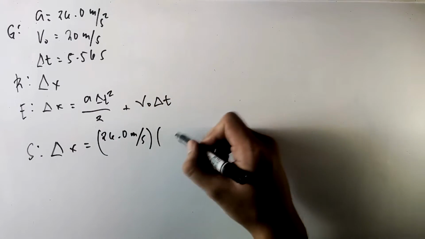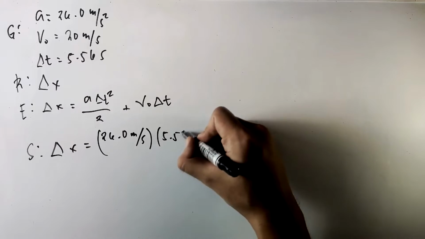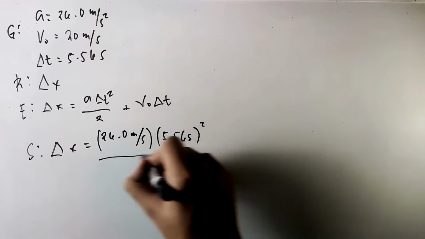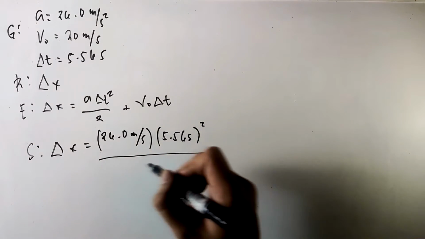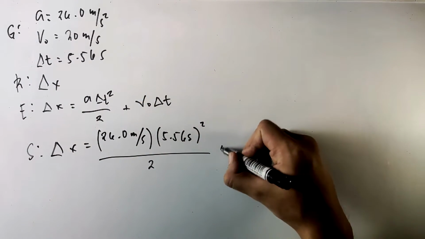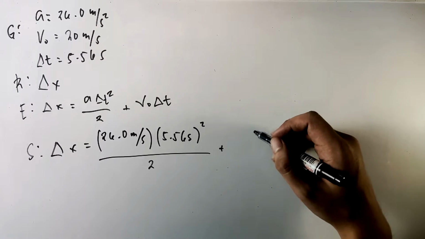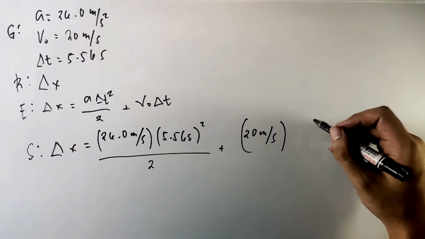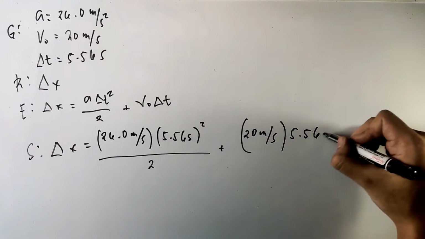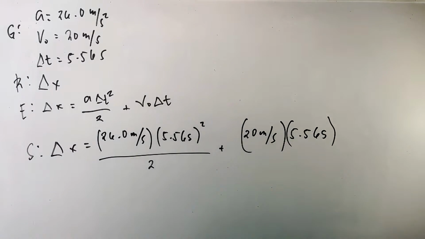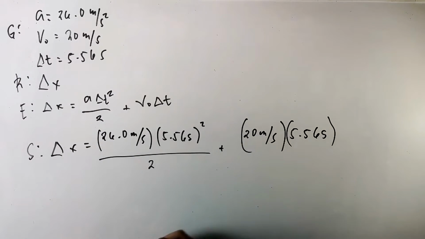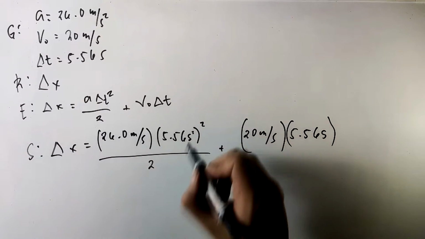Okay, correct, times what's our time, 5.56 seconds, so this is to be squared, divided by 2. Plus, what's our v sub 0? 20 meters per second multiplied by time, so this is 5.56 seconds. So you're going to notice that you're going to square this one.